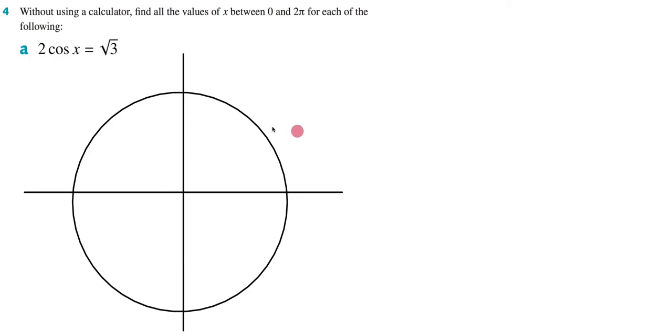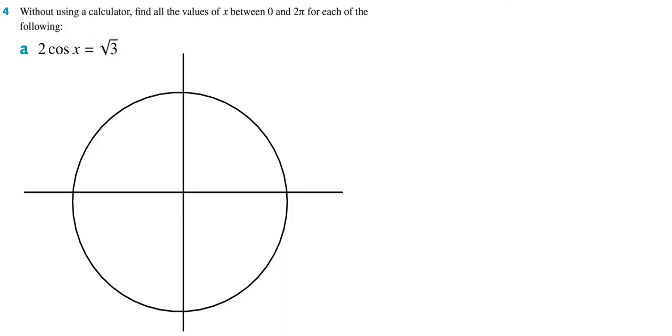Alright, so we are now doing question 4a of exercise 14h, which is asking us to, without using a calculator, find all the values of x between 0 and 2 pi for each of the following. And then it gives us 2 cos x equals the square root of 3.